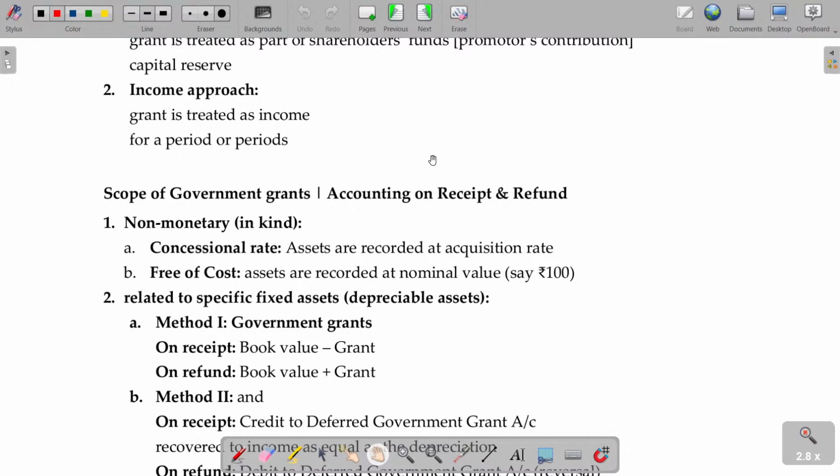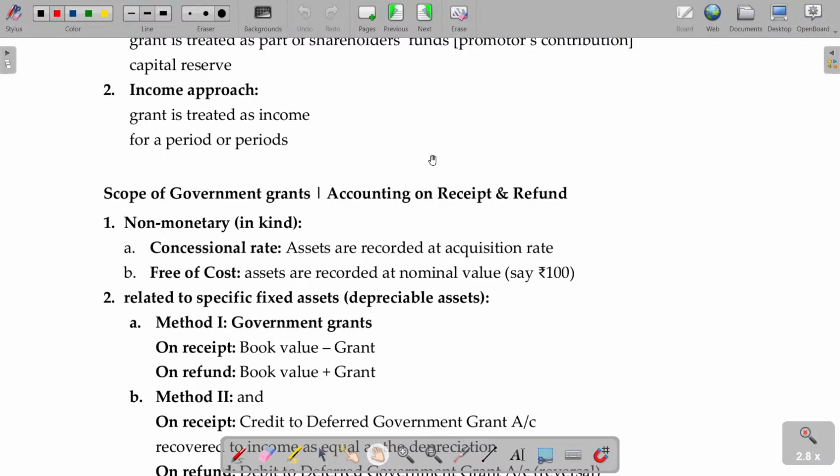What's this 100? Oh, is it government grants? Can I see that property? Where is it? And it's my responsibility to show him where the asset is, and it will not be in the house of the owner. Okay, so that is free of cost.